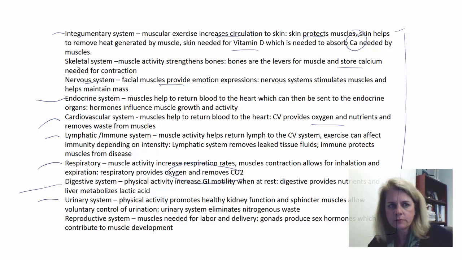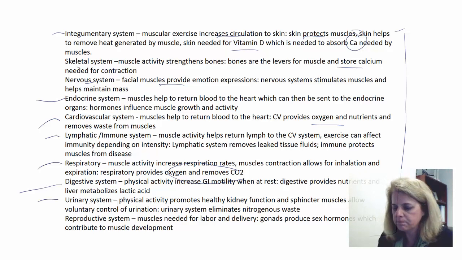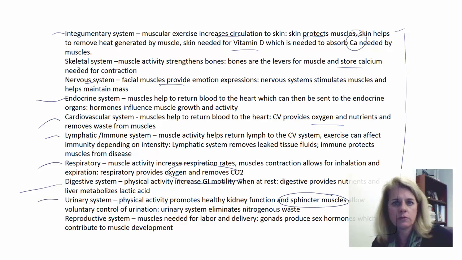Urinary system. As you exercise, that increases or helps promote good kidney health. You have a voluntary sphincter that allows you to decide when to urinate. Same thing with the digestive system. You have a voluntary sphincter to decide when to defecate. Okay. Reproductive system. You have muscles that you need for labor and delivery. Your reproductive organs, your gonads, make hormones that allow you to have muscle development.